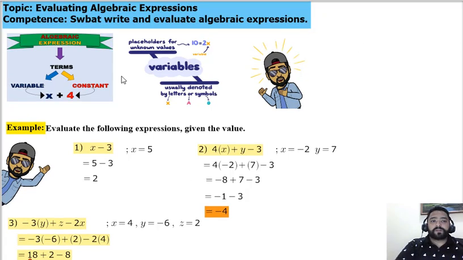Remember, an algebraic expression is when you combine variables, the operations of addition, multiplication, subtraction, or division, and the constants.